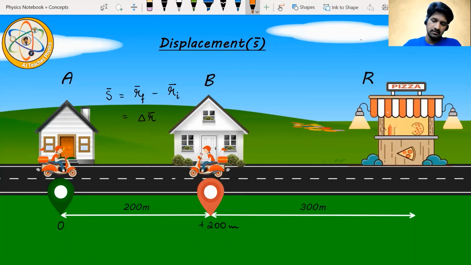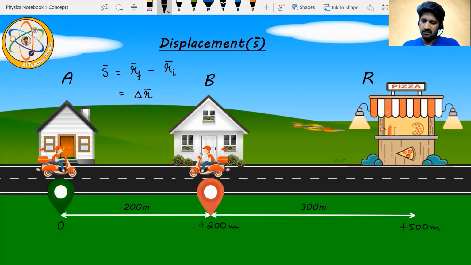So remember that displacement is the change in position of an object. It can be calculated as the final position minus the initial position. Now in this example, we have done that for motion on a straight line, but we use the same definition even in case of motion in 2 dimensions or in 3 dimensions, as you will see later.